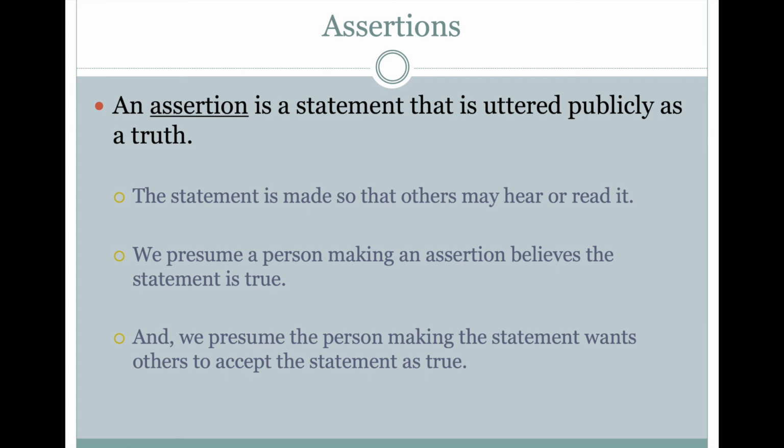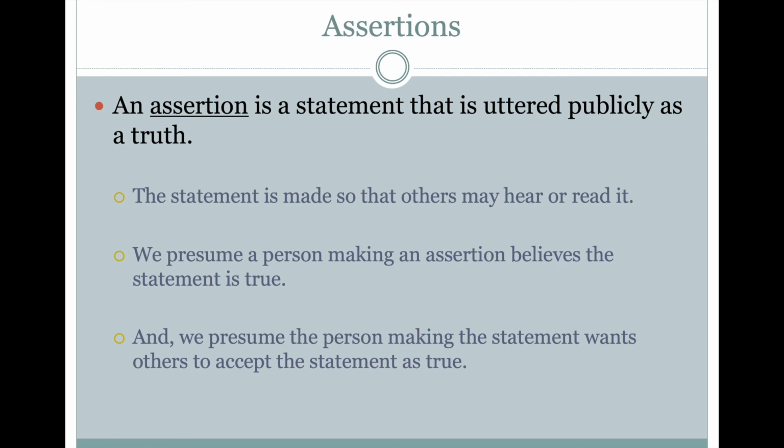And when a person makes an assertion, right, we presume that person believes the statement is true. That's one of the common sense presumptions that we have about ordinary human communication and conversation. We don't normally presume people are lying to us. Certainly, sometimes people do lie to us, but our presumption is that they're telling us the truth. So that when a person asserts a statement publicly, we presume that person is making an assertion which they believe to be true.